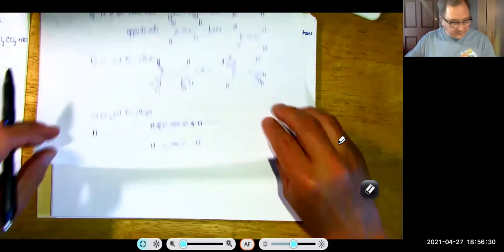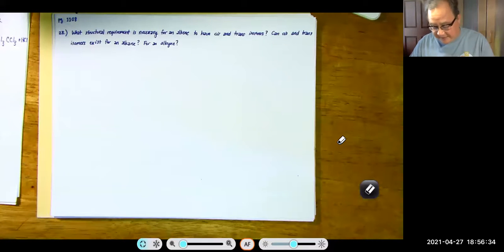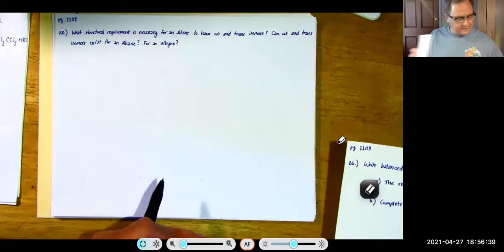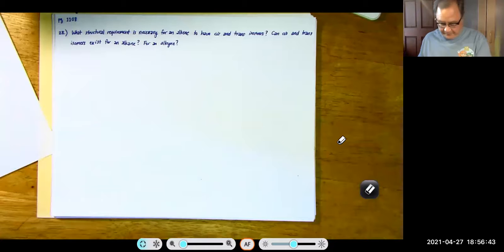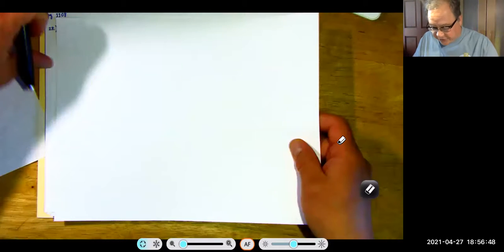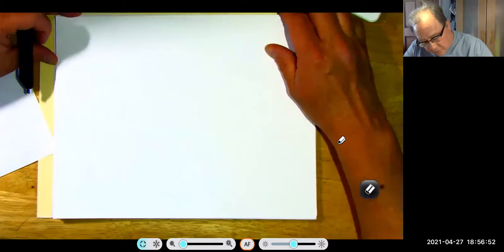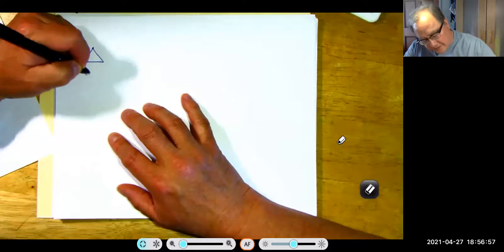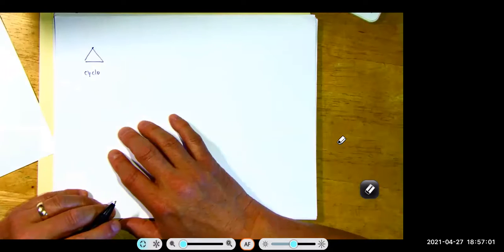How about, can cis trans exist for a cycloalkane? And the answer is yes. So let me show you a cycloalkane that has cis trans. So what did we call this molecule here? Cyclo what? Propane.